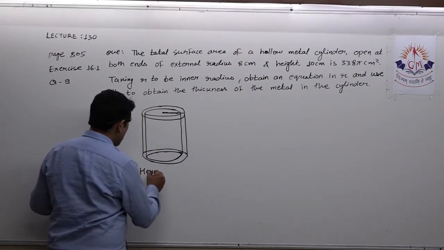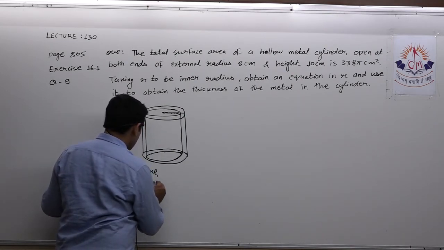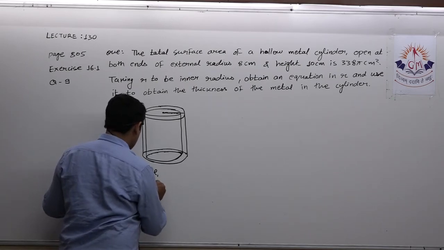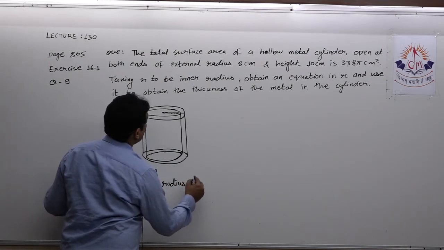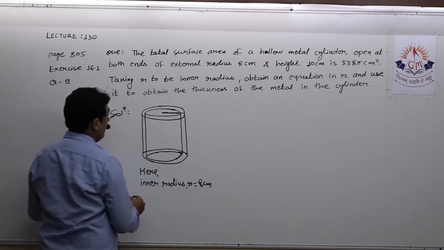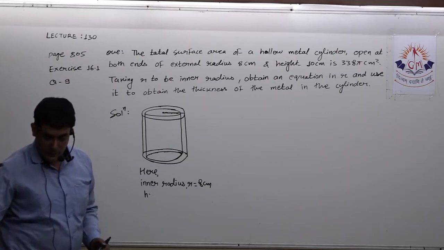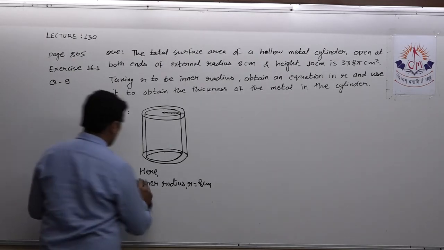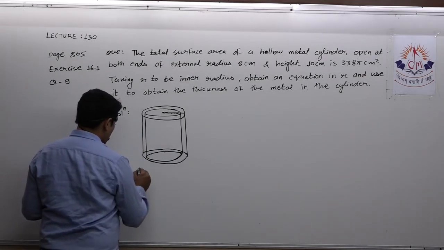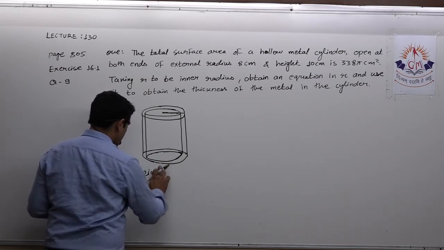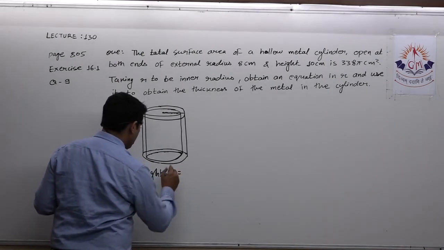So here, inner radius small r is equal to 8 centimeter. Okay, that is given. Height, okay, we have inner radius as well as height as well as a total surface area. So here height h is equal to 10 centimeter.